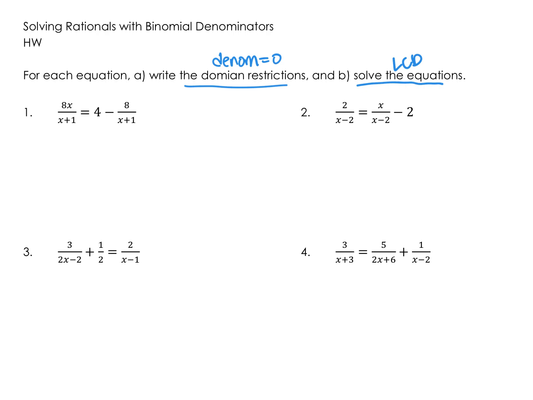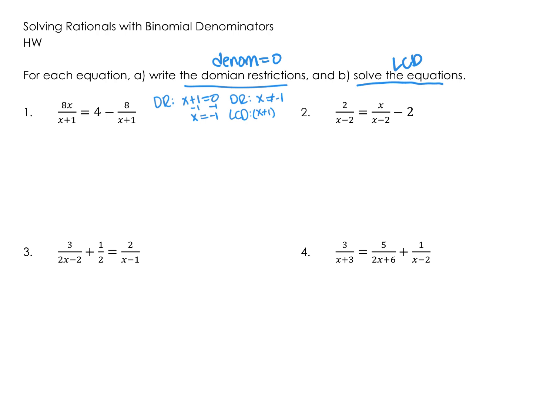So for number 1 here, to find the domain restrictions, we're going to take the denominator, set it equal to 0, solve this equation by subtracting 1 from both sides, and we get x equals -1. So my domain restriction is that x cannot be -1 because that will make the denominator equal to 0. Then, to continue, we need to find the LCD because that's how we're going to solve these equations. And here the only denominator is x plus 1, so that is the LCD.